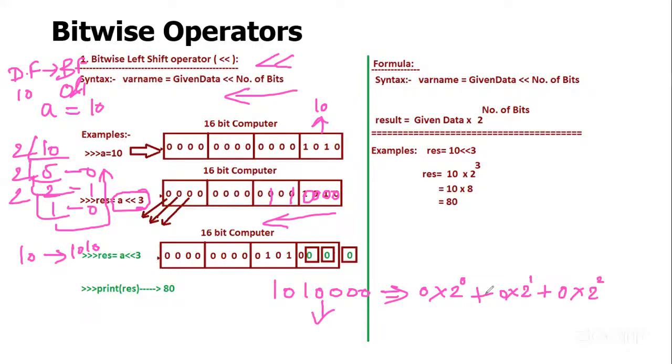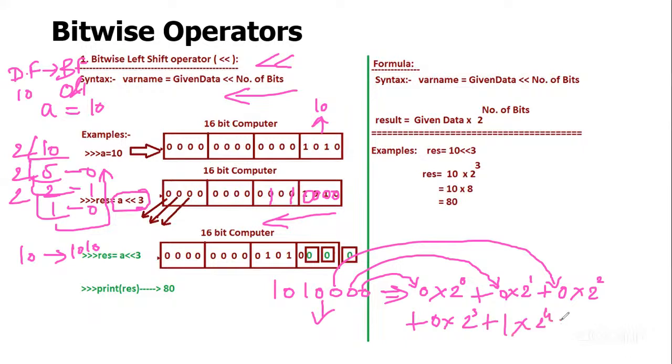How am I getting 0? This 0 here. The next 0 I am getting here. The next one here. In this way, I have to add all the values. Again, 0 multiplied by 2 power 3 plus 1 multiplied by 2 power 4 plus 0 multiplied by 2 power 5 plus finally 1 multiplied by 2 power 6. We know 0 multiplied by any number will be 0. So this is 0, this is 0, this is 0, this is 0, and this is also 0.